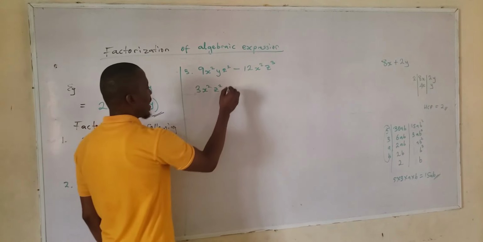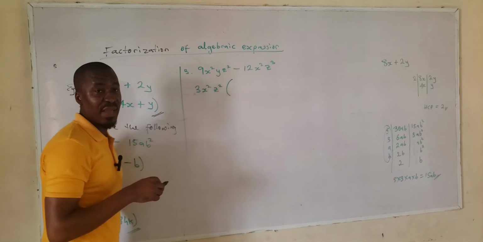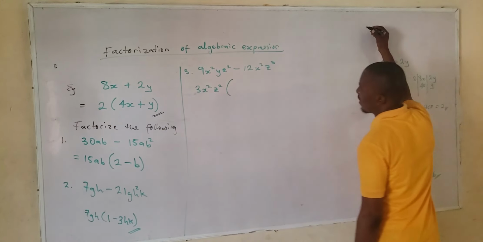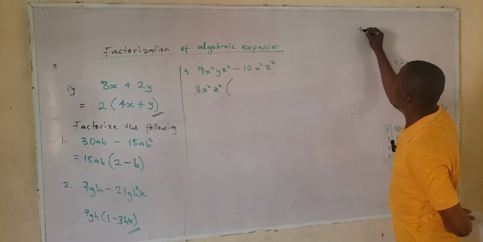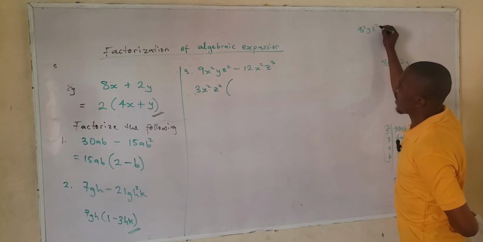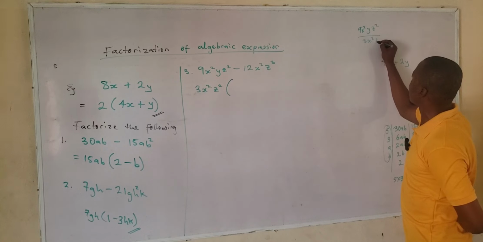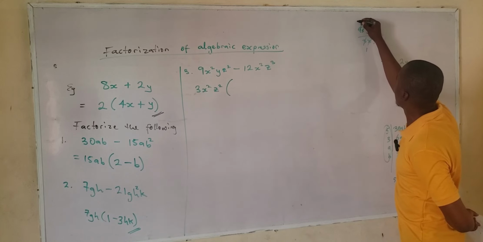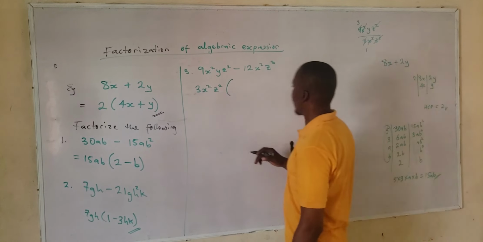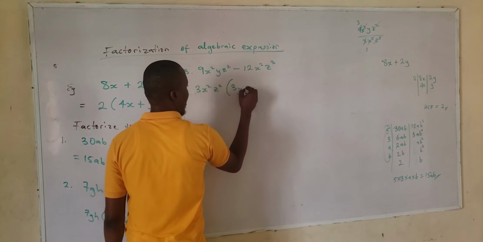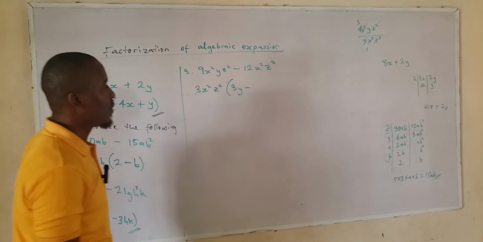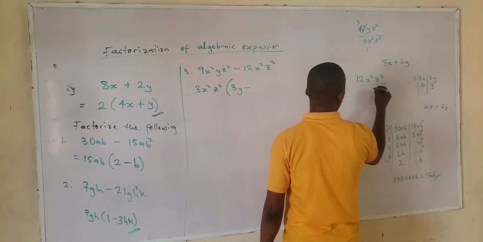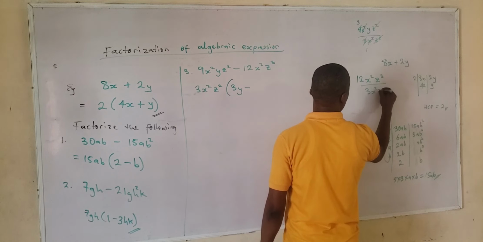So when you do that, you open your bracket to write whatever is left. The whole of this divided by this. You can equally do this one step at a time: 9s square yz square all over 3s square z square. Z square will cancel, this one will give you 1, this one will give you 3. So what you have is 3y. So you have 3y here minus, and you can equally do the same thing that I've done there. Let's do that: 12 s square z raised to power 3 over 3s square z square.